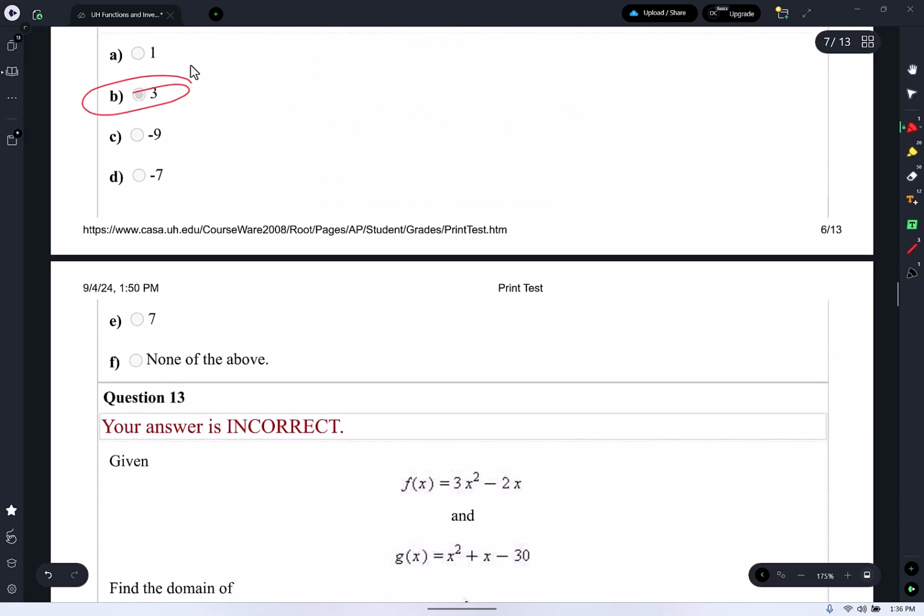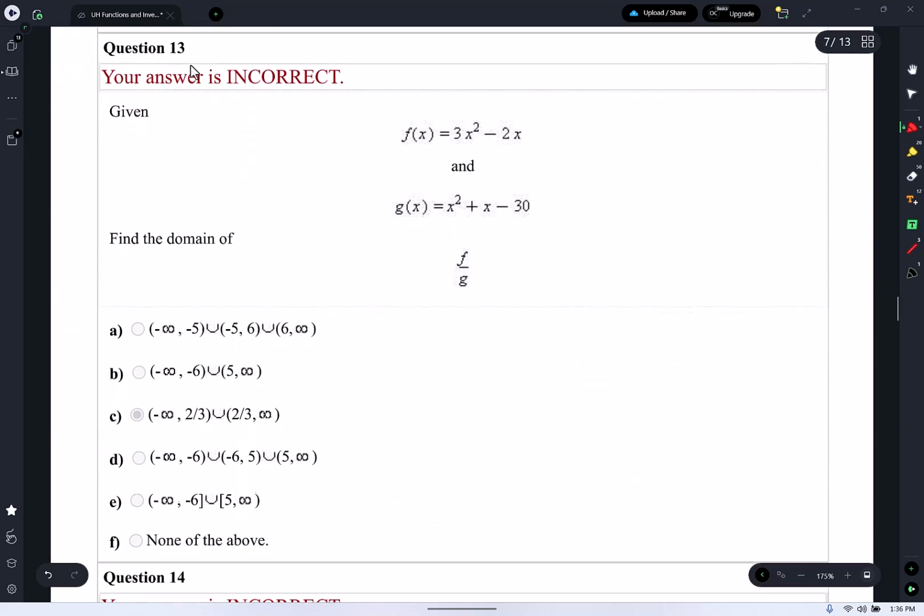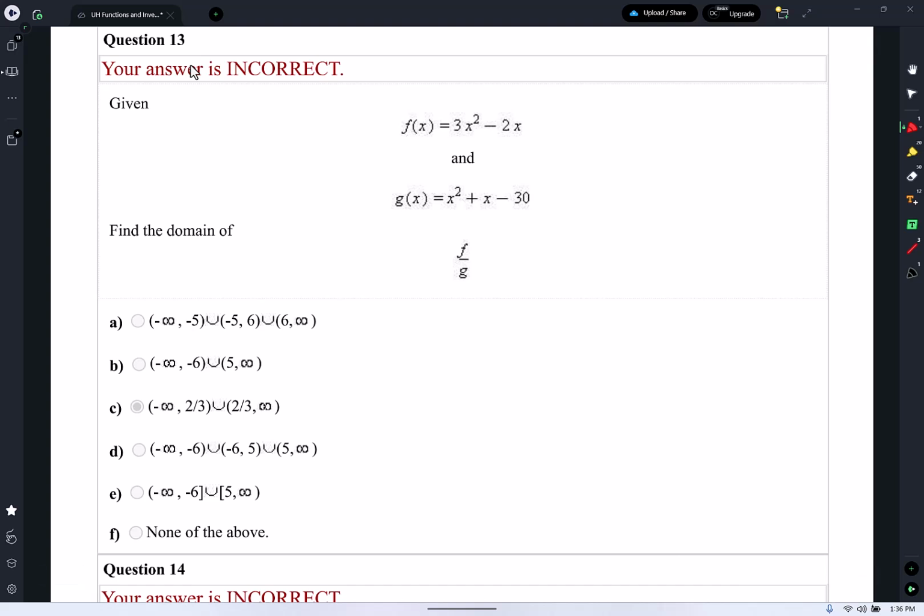Let's go to the next. It says, given f of x and g of x, find the domain of f over g. All right.